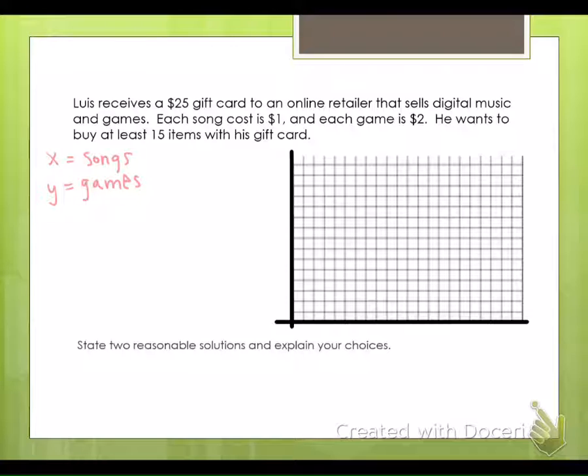So if he wants to buy at least 15, that means he wants 15 items or more. If I want at least $20 in my pocket, do I want less than $20 in my pocket? No. "At least" is kind of confusing because it seems like it would be the other way around. So we want greater than or equal to 15 items. So the X plus the Y has to be greater than or equal to 15.